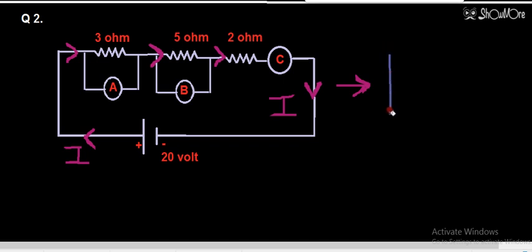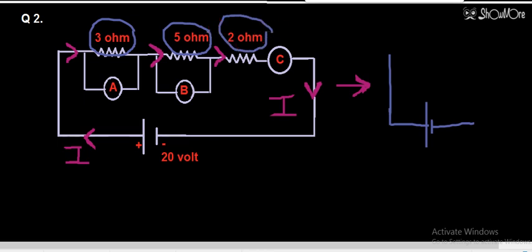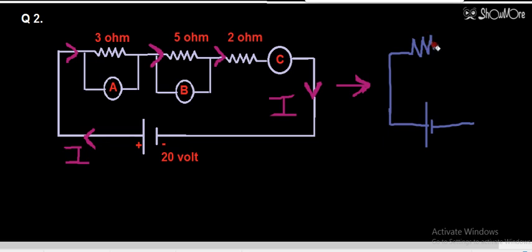So now we can combine these 3. This is the positive terminal and this is the negative terminal of the battery. When we combine the 3 ohm resistance, 5 ohm resistance and 2 ohm resistance, 3 plus 5 is 8, 8 plus 2 is 10. So when we combine these 3 resistances, we get the equivalent resistance as 10 ohm. This is the battery of 20 volt, and this is the equivalent resistance of 10 ohm.